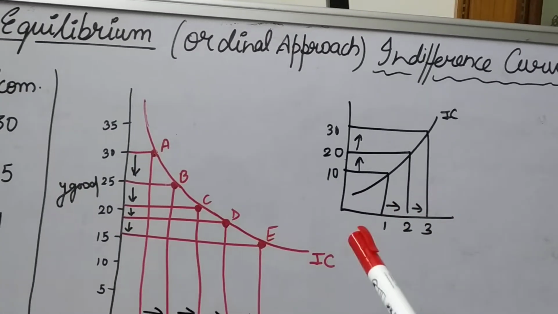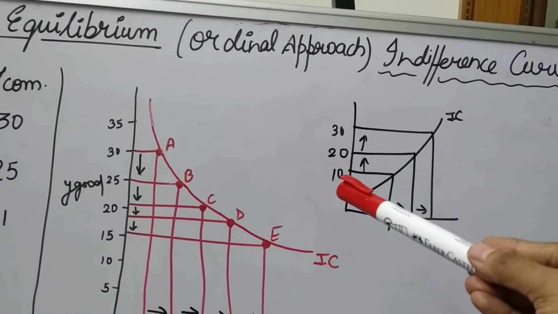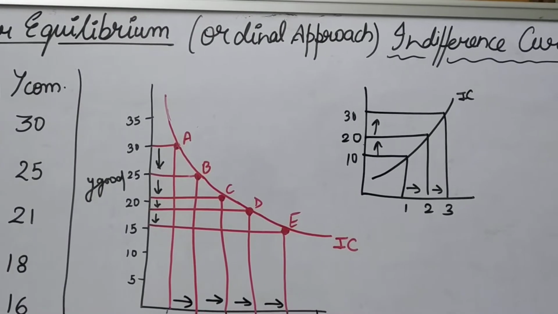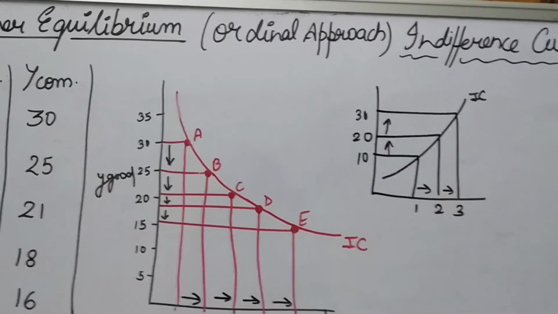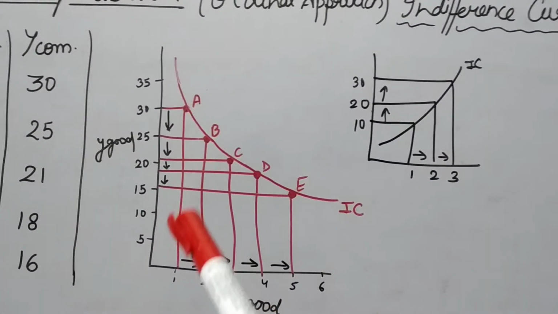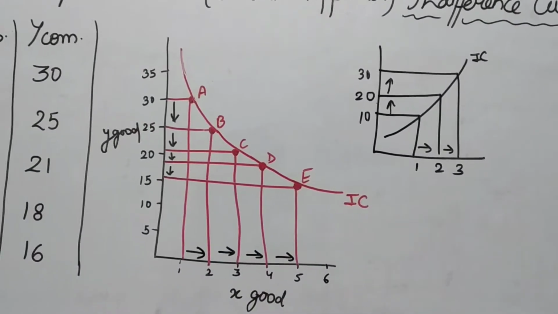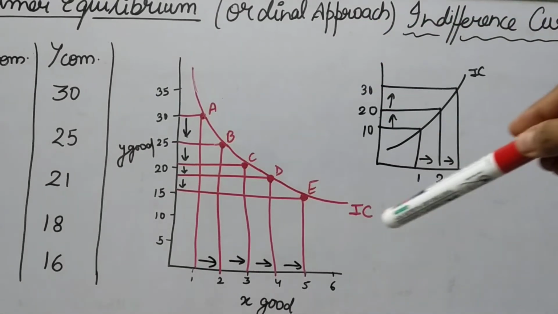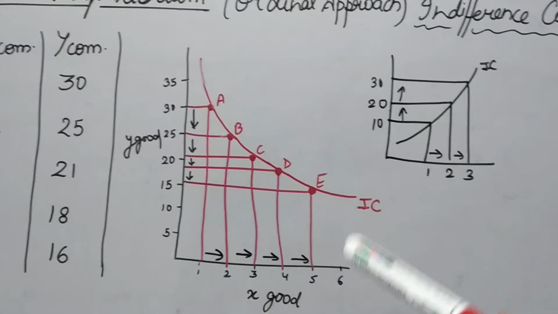The reason is, if he increases the units of X commodity from 1 to 2, and also increases the Y commodity from 10 to 20, that is not possible for a rational consumer with his limited income. If he wants to increase the consumption of one commodity, he has to reduce the consumption of the other commodity because he has limited income. So the shape of the indifference curve is downward sloping from left to right. This is the reason for the downward slope.